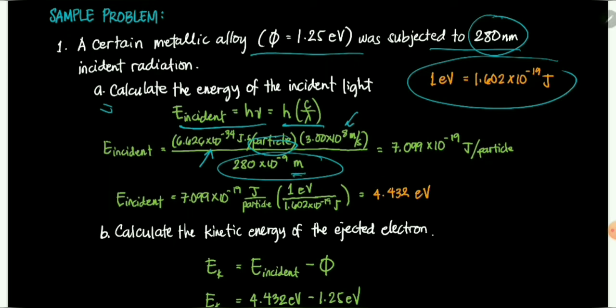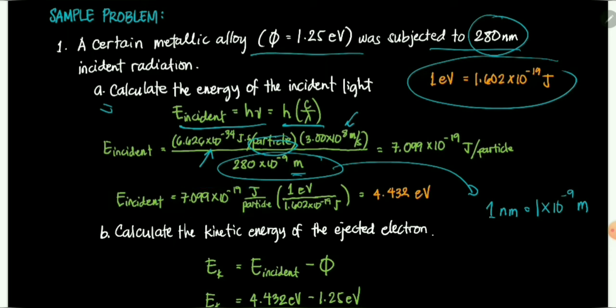So, meters ang gagamitin natin. Again, 1 nanometer is equal to 1 times 10 to the negative 9 meters. So, pwede nyong ilagay na lang yung scientific notation na times 10 to the negative 9 kung ayon yung mag-convert muna. Okay? So, mas madaling technique ito. Okay? So, the energy of the incident radiation is 7.099 times 10 to the negative 19 joules per particle.